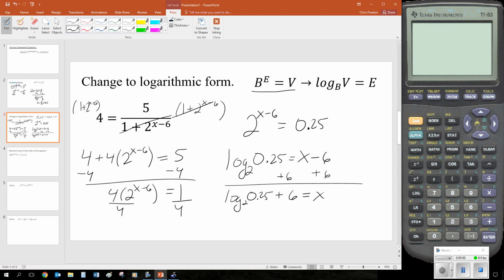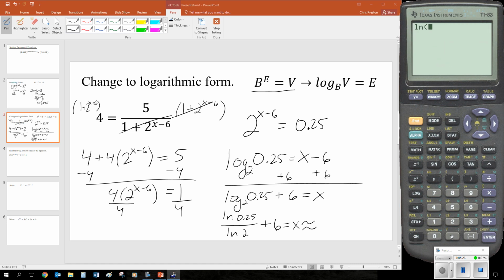My calculator only does base 10 or base e, the common log or the natural log, but I can do a change of base formula to change this into ln of 0.25 over ln of 2 plus 6. So I can change it to that if I want to get a decimal approximation for that and use my calculator.